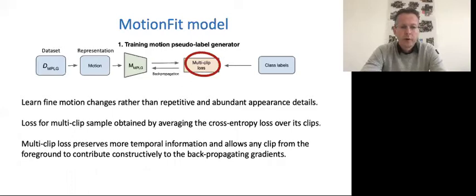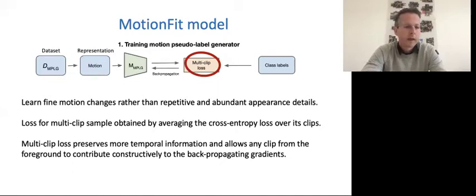So the MotionFit model works as follows. We have a small dataset from which we extract optical flow motion representation. Then we train a motion model using a small amount of human labeled classes. Let's say we do some action classification on UCF101, so based only on the flow information. And doing so, we learn the fine motion changes rather than repetitive and abundant appearance details that may appear in the background and so on.